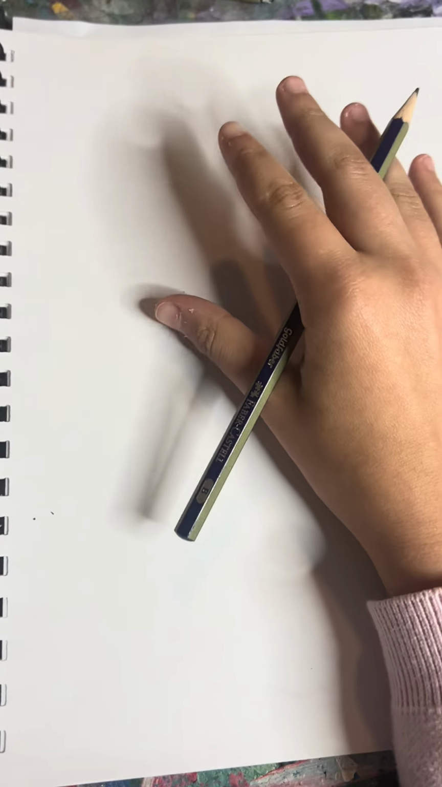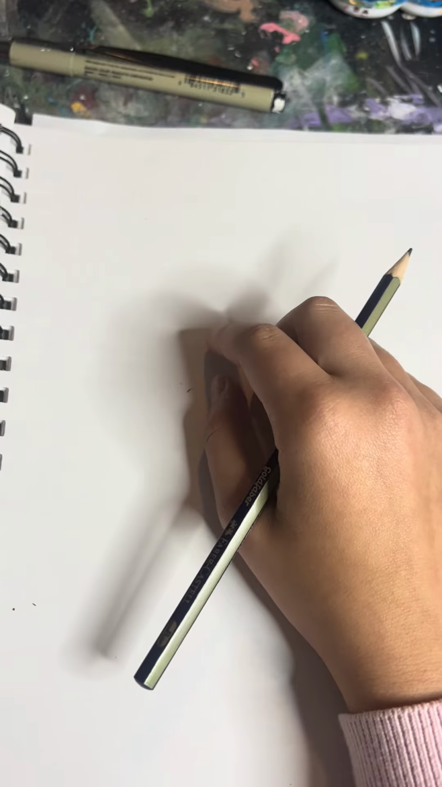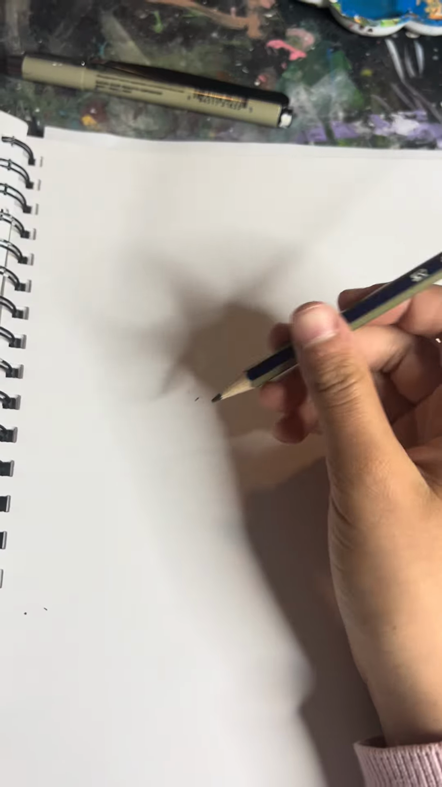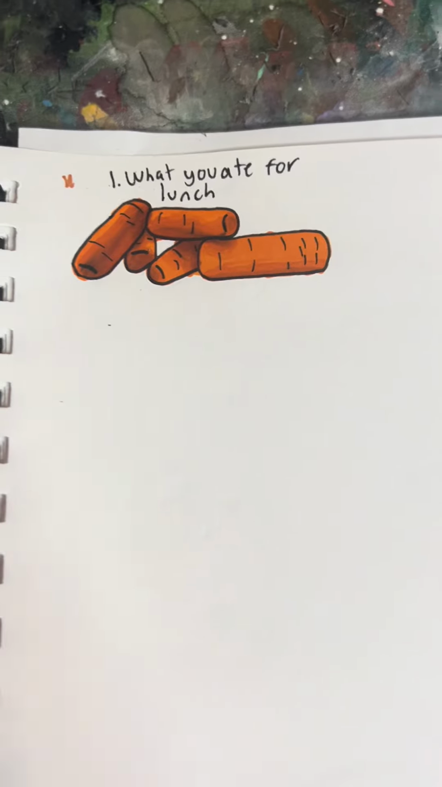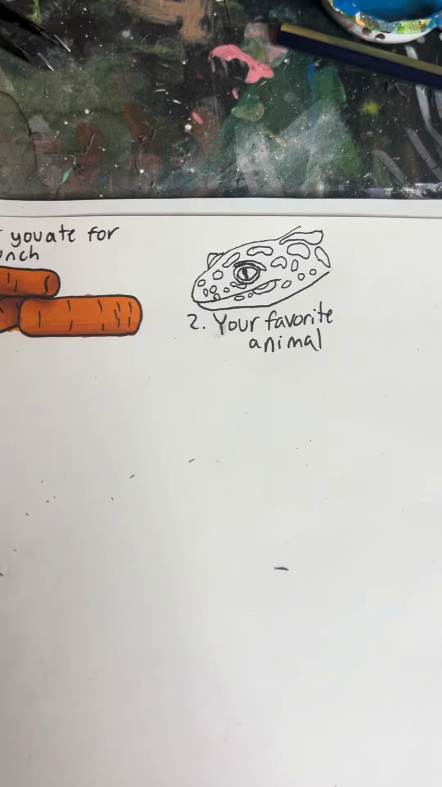Now the first prompt is what I had for lunch. And I had a few things for lunch, and I know for sure that one of them was some baby carrots, so I'm gonna draw a few of those. So here we go, just some baby carrots, and I wrote down the prompts, and now on to the second one. I'm going to speed run the rest of these because I don't think you want me to slowly go through 30 prompts, so let's do it.